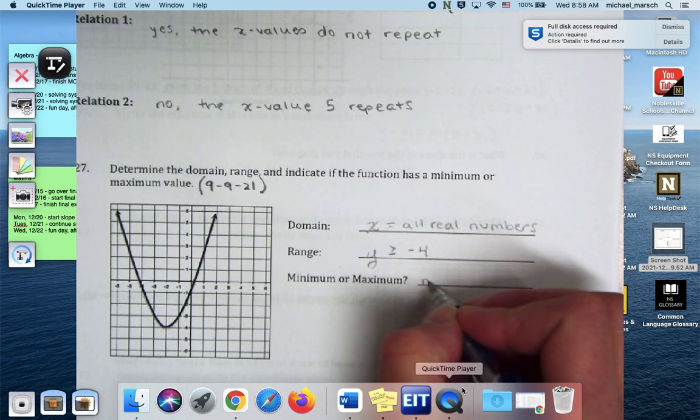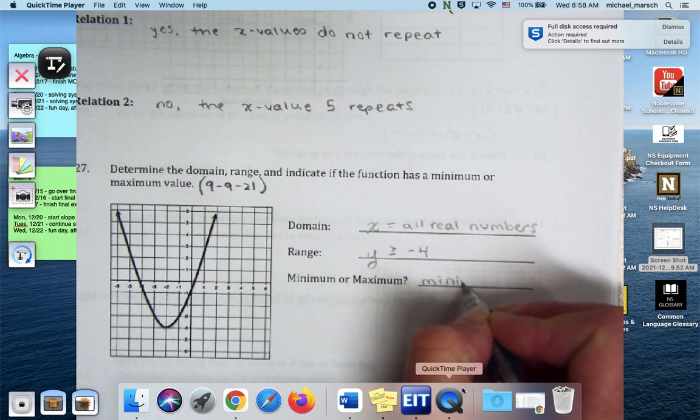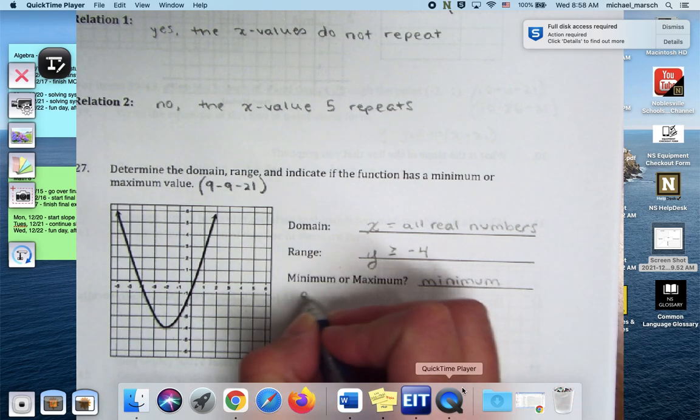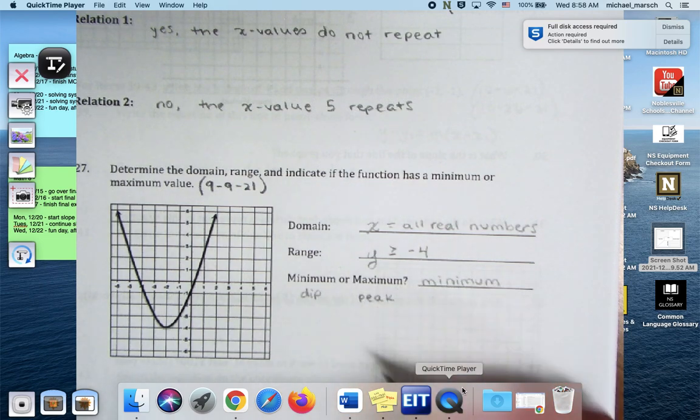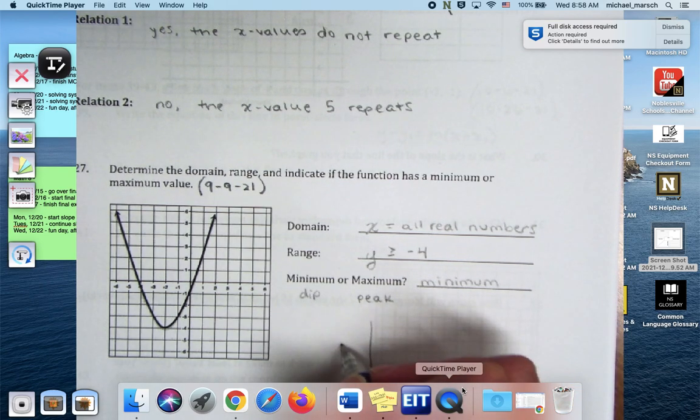And this happens to be a minimum because it's a dip. If it was maximum, there would be a peak, right? And that would look like this.